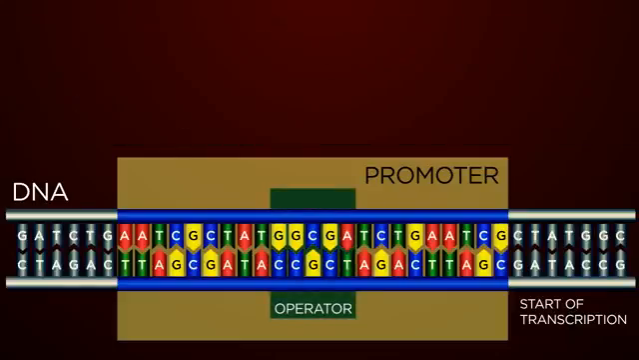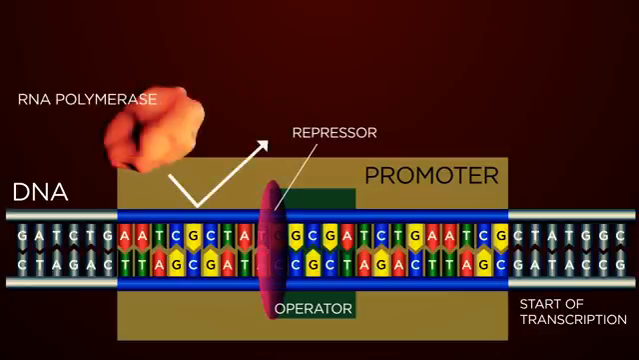Also notice that right in the middle of the promoter region is an operator region. The operator region can bind a repressor protein that will block RNA polymerase from passing and transcribing the genes downstream in the operon. The most common example of this operon model is the lac operon found in bacteria.